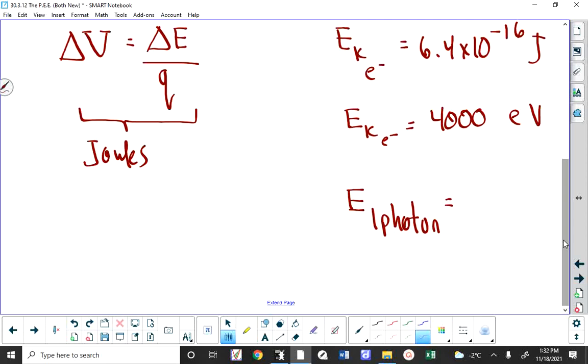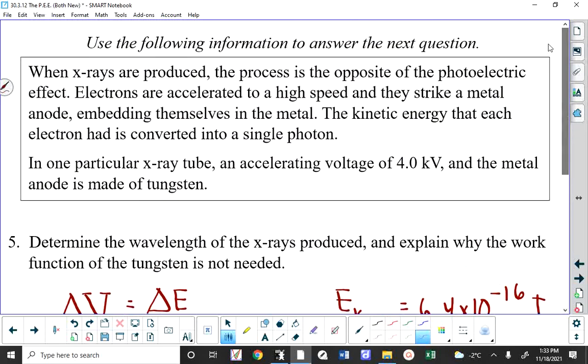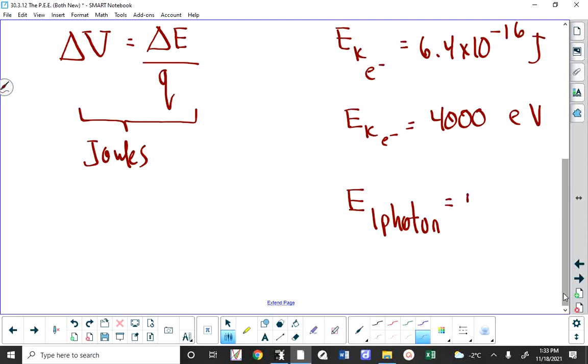It's that number, yeah. In fact, we can say it's 4,000 eV. What this is telling you in this question is that X-rays are produced by accelerating electrons to a high speed. The kinetic energy that each electron had is converted to a single photon. So if each electron gets 4,000 eV of kinetic energy, that means each photon has 4,000 eV of energy. And we are asked for the wavelength of that photon. So really what we are doing now is the calculation of question 18 that Farhan had asked about earlier on in the class. You know the energy and you want to find the wavelength.